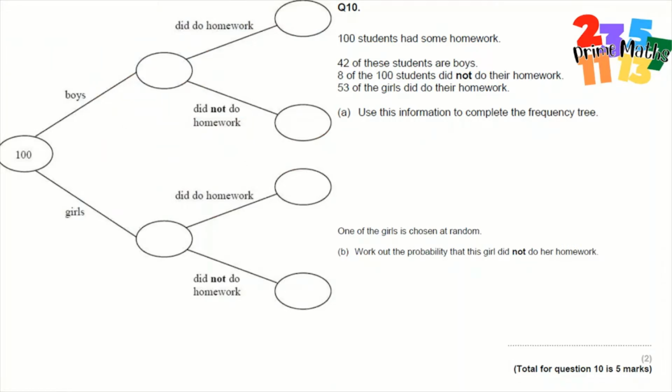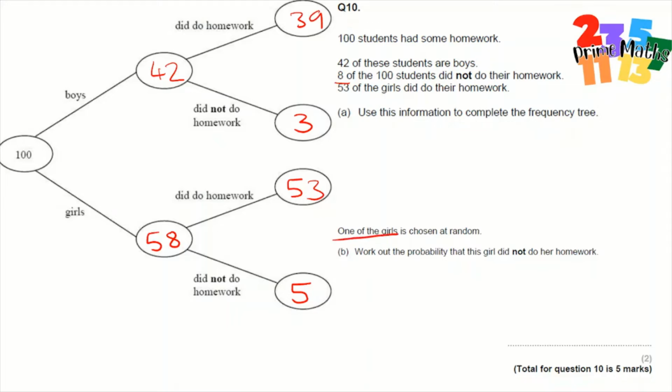42 students are boys. 8 of 100 students did not do their homework. 53 girls did do their homework. We can tell if there are 42 boys, there must be 58 girls. If 53 did their homework, 5 didn't. And if 8 students did not do their homework in total, that means that 3 of the boys did not, meaning that 39 of the boys did.